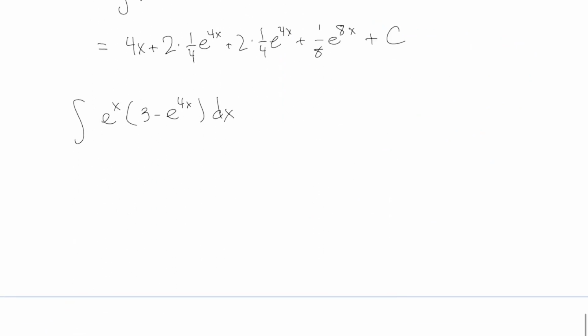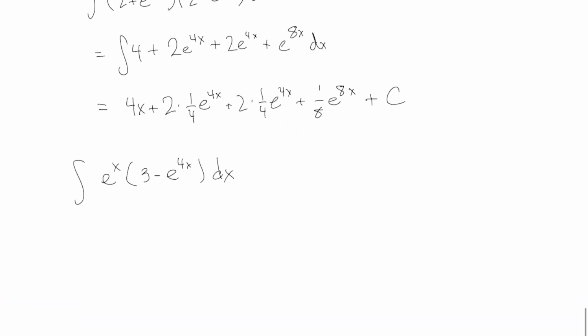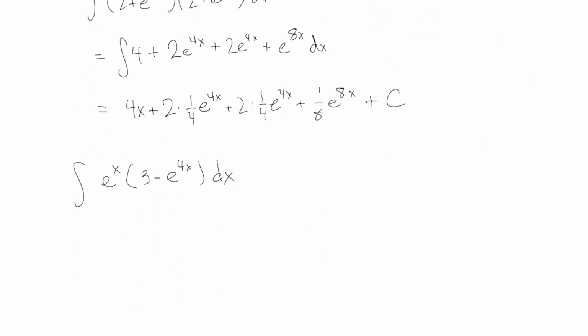All right, and then the last one here. This one may be a little easier. Again, you have multiplication inside, which you need to do before taking the integral. So I'm going to distribute here. It's going to be 3e to the x is the first one, and then minus e to the 5x. Remember, you add the exponents in this scenario. So e to the x times e to the 4x, you add them up. x plus 4x is 5x.